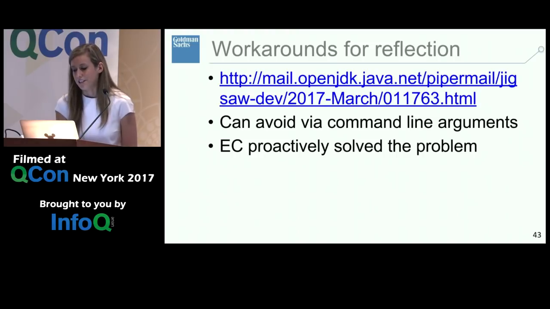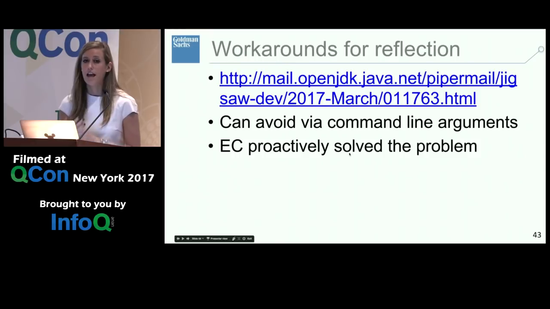Now, workarounds for reflection. If you're curious, this is an interesting mail from the OpenJDK. I can open it if we want, but basically it's saying that if you're using reflection and you want to use Java 9, but you're not quite ready to get rid of all your reflection calls, you can avoid this with command line arguments. I forget what it is, but it's basically a way of flagging to ignore all the reflection types of errors. But because we're a framework, we proactively solve the problem because we wouldn't want our users to have to do that on account of us. We want to at least make sure we're compatible, we're ready, and we won't cause you any troubles when Java 9 gets released.